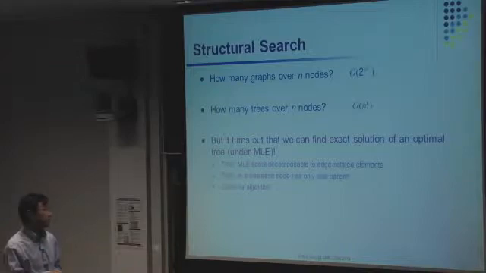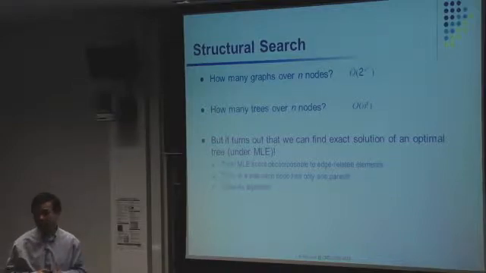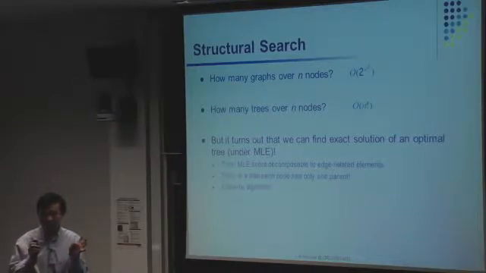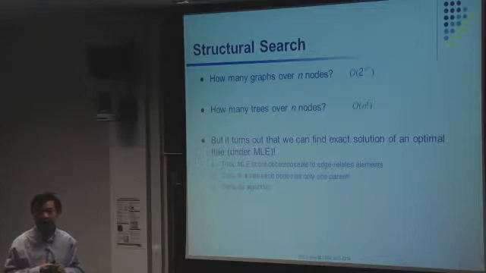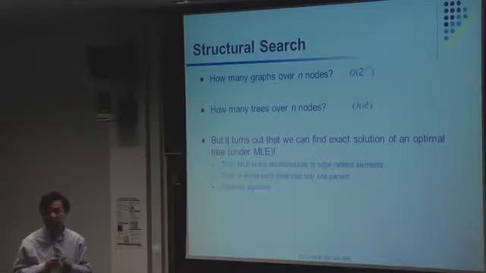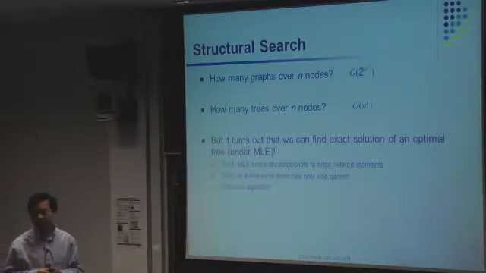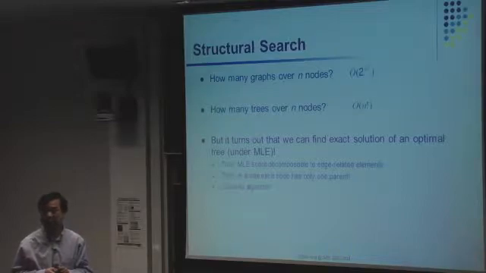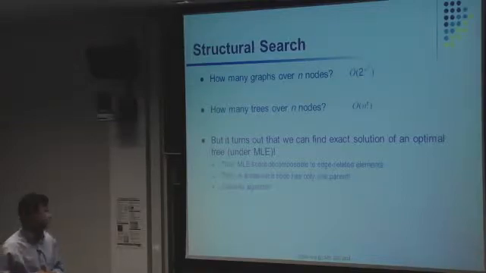The other is also that searching the tree space is easy because every node has only one parent in the search space. Therefore, if you have the search strategy done right, you actually can systematically exhaust the whole space without experiencing an exponential explosion of the complexity. Okay, so this algorithm is known as the Chow-Liu algorithm.